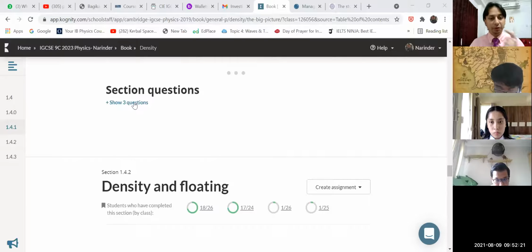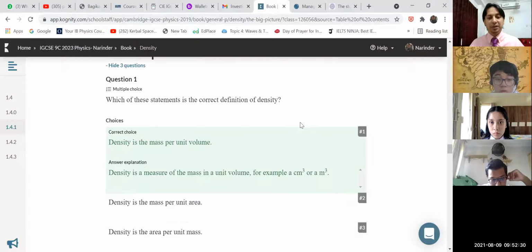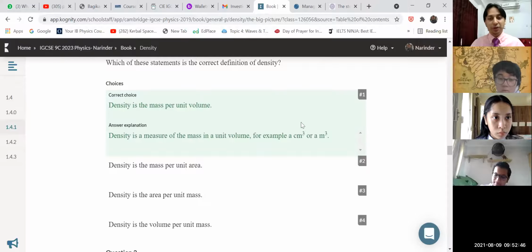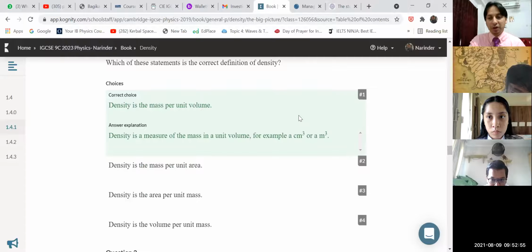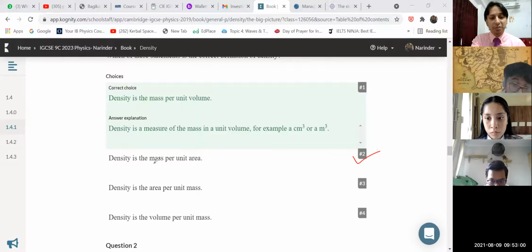I think in the section questions, we have 3 questions. Let us do this question, children. Simple questions. Which of these statements is the correct definition of density? Children, you can make a definition of density from the equation, from the formula, as density is mass divided by volume. So you can use this mathematical equation in word form. There are 4 options. You can see on the screen that option 1 is density is the mass per unit volume. And the second option is the mass per unit area.